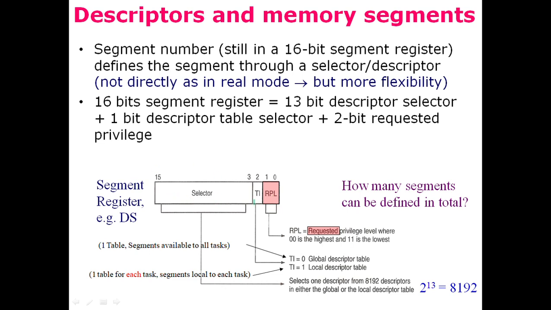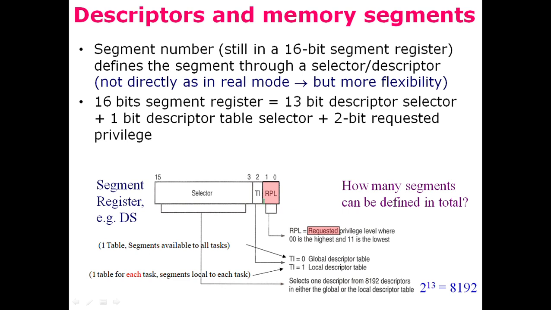The selector field, which is a 13-bit selector, would select one descriptor from 8192 descriptors in either the global or the local descriptor table. So we have two tables, the global descriptor table and the local descriptor table. Each of these tables contains 8192 descriptors. So this 13-bit selector would select a descriptor from either of these descriptor tables. Which descriptor table is to be chosen is decided by this TI bit.